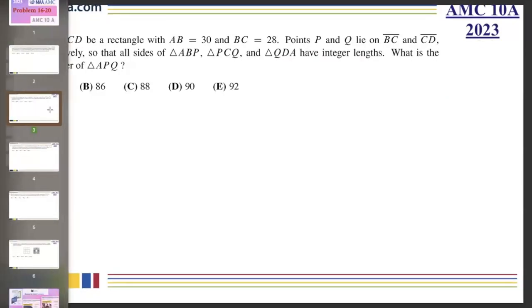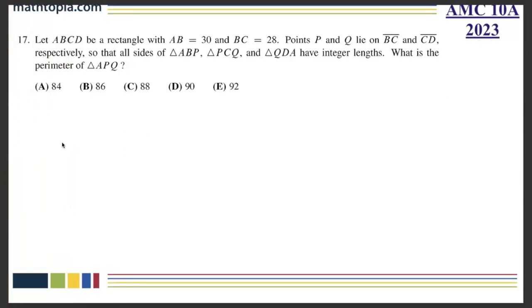Okay, so let's draw our little rectangle here, just like that. So we label it like this. So we have A, B, C, D, and we have point P and point Q, let's just say. Okay, so now we draw in lines AP, QP, and AQ.